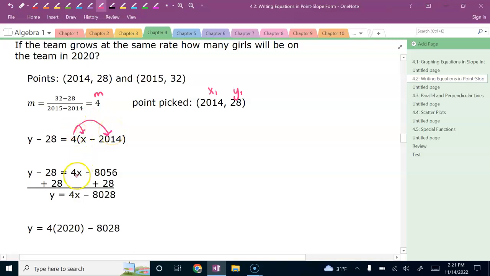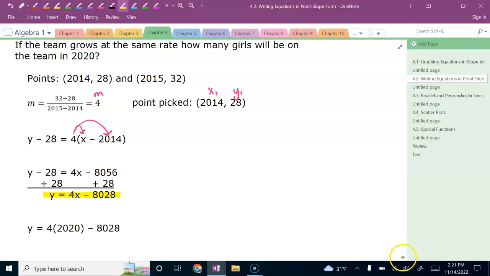So that's how they got this 4x minus 8,056. And then they add that 28 over, just like we were doing on the last couple of examples, to get this equation. y equals 4x minus 8,028. So that's the equation to represent this situation.